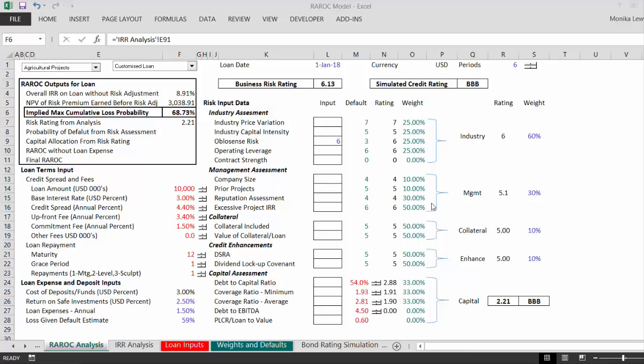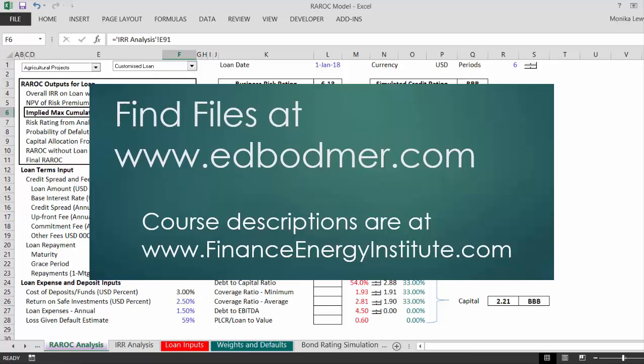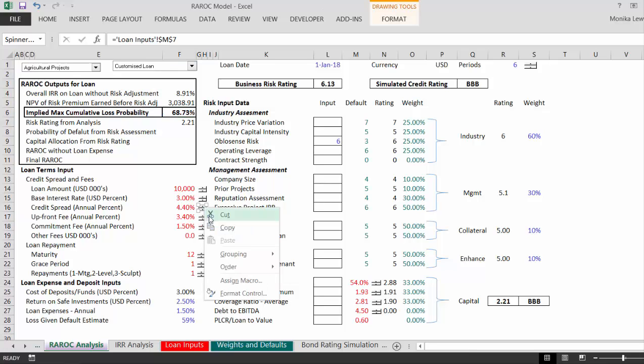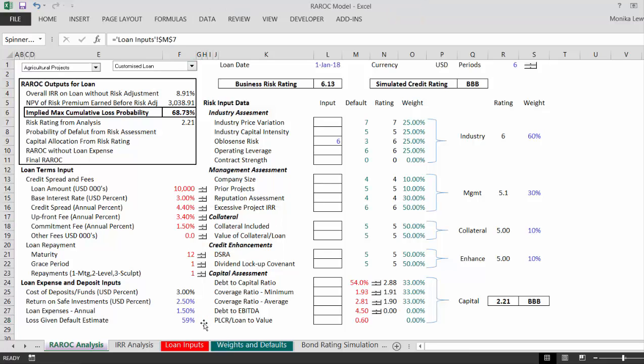Okay, so in the last video, we computed the maximum loss given default. Now, sorry about sighing. We could make a change when we change something, and what I'm thinking about changing is the loss given default.